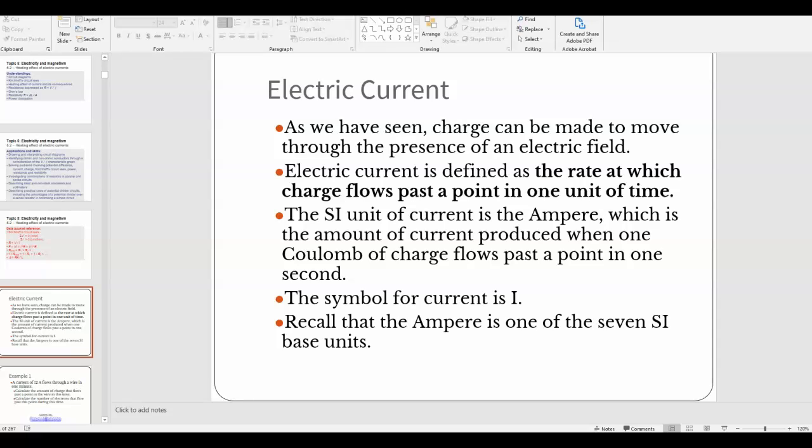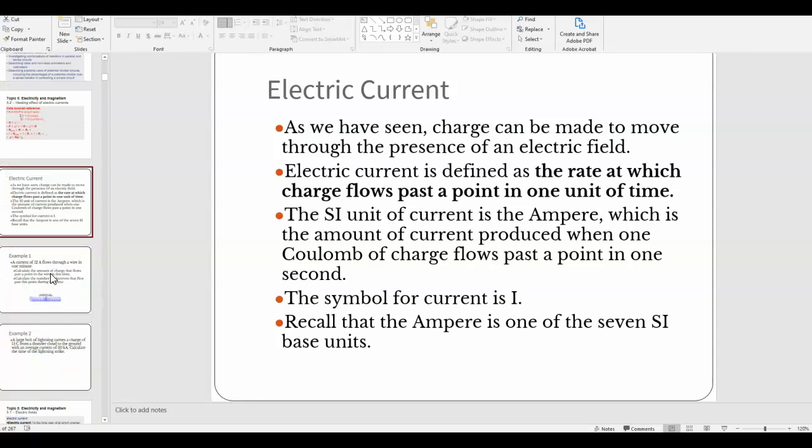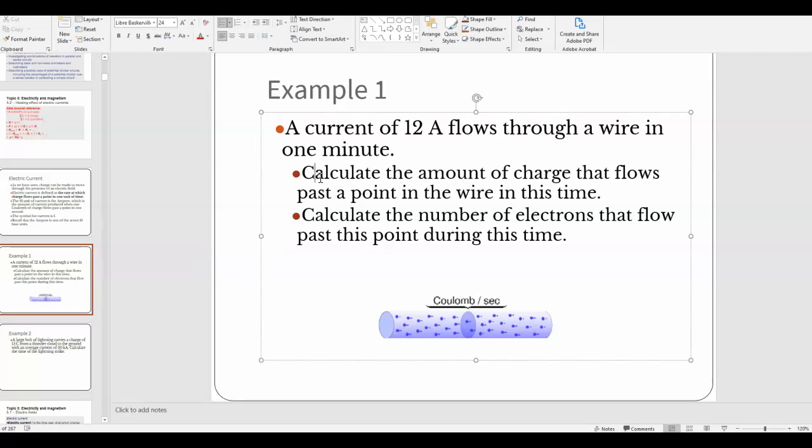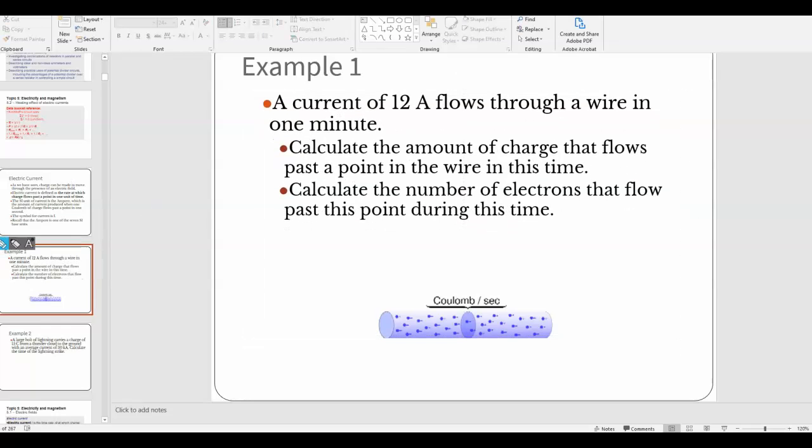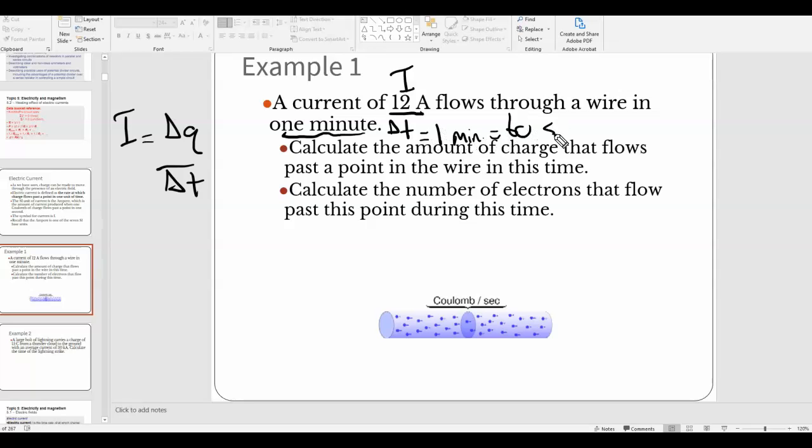And I do want to remind you that the ampere is one of the 7 SI base units, the 7 fundamental units that the SI unit system is built on. Now these next two examples, I believe we've already done these before, so I will just go through these really quickly. But based off of the definition of current, which is given in the data booklet, I equals delta Q, remember Q is charge, over delta T, you can see that current is the rate at which charge moves over time. And so a current of 12 amperes, that's I, flows through a wire in 1 minute. Okay, so here, delta T, or you could just write T, is 1 minute, which of course is 60 seconds.